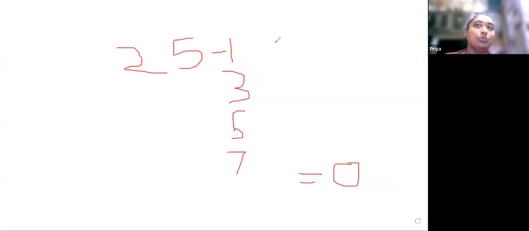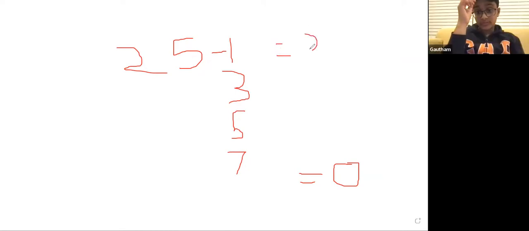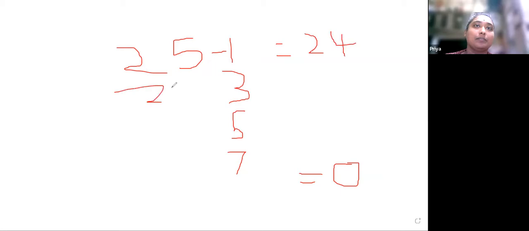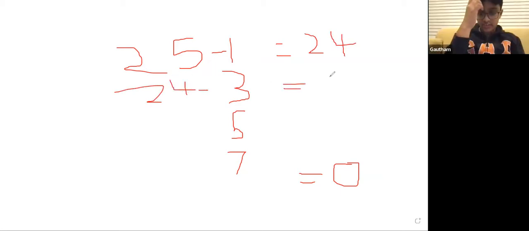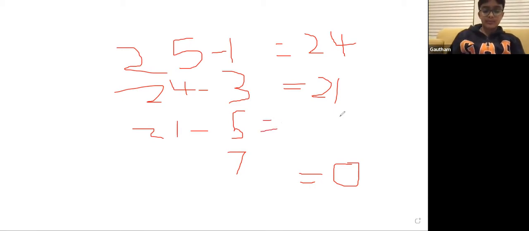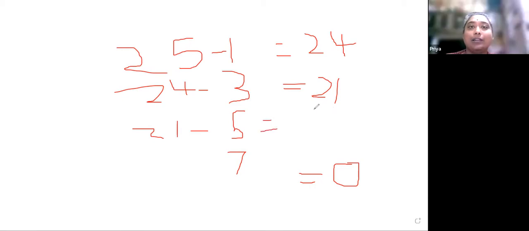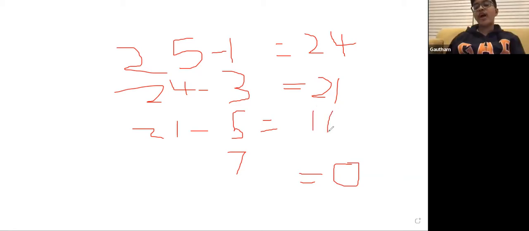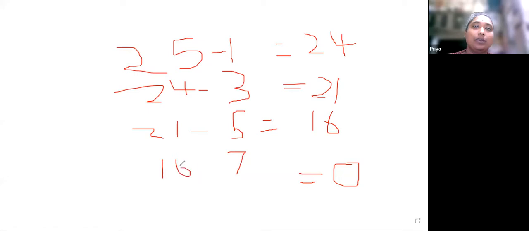So 25 minus 1 is 24. 24 minus 3 is 21. 21 minus 5 is 16. Then 16 minus 7 equals 9, and then 9 minus 9 equals 0. So how do you calculate it? Count the numbers. There are 5 numbers, so it's 5. Good job. This is how you do it. Can you please now try it for 81?